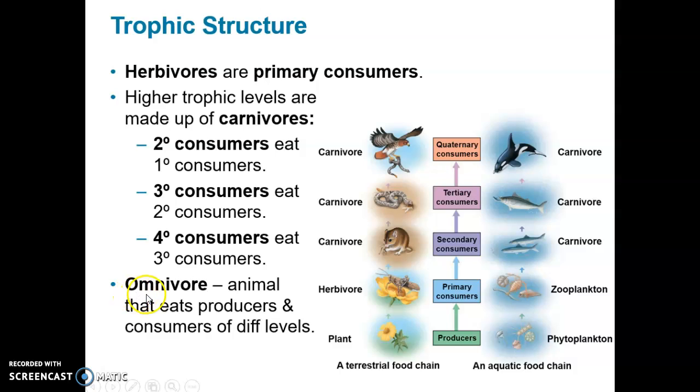And an omnivore is any animal that will eat producers and consumers at different levels. So omni meaning multiple in this case. What is not shown here is organisms that specialize in eating dead things or decomposing things, the decomposers and detritivores, and we'll get to those soon enough.